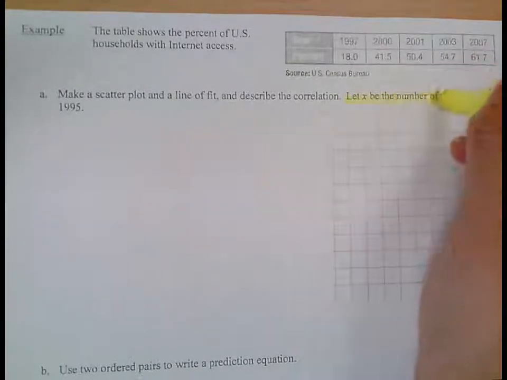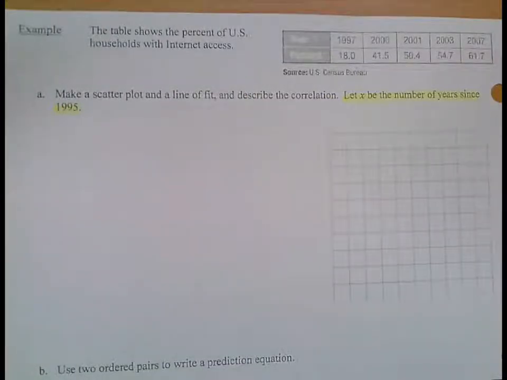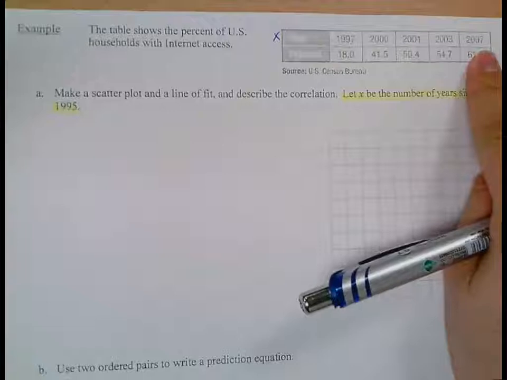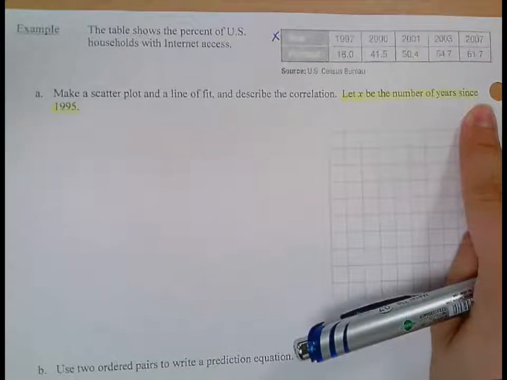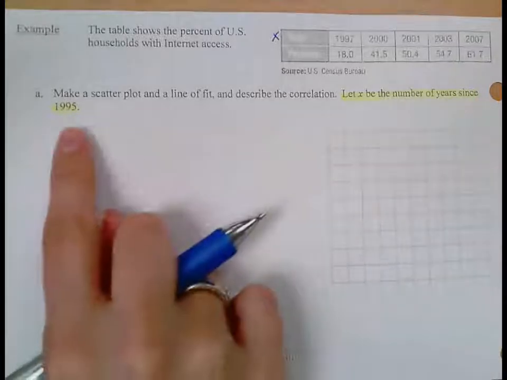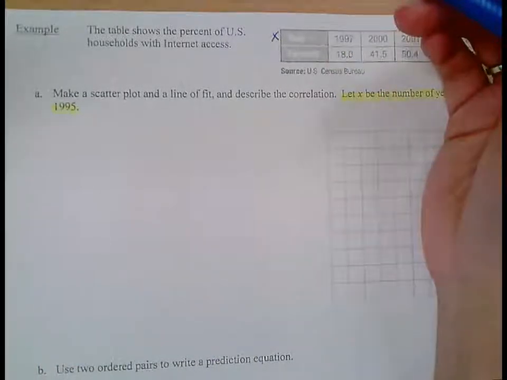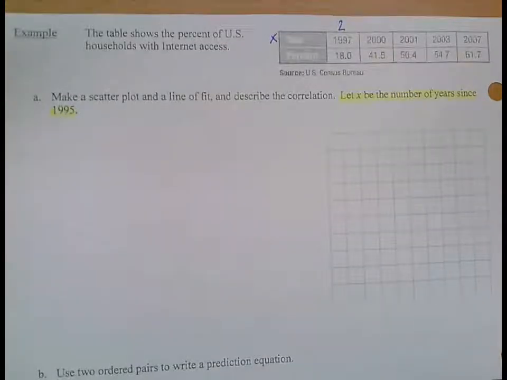So if you have a problem that tells you this, that means when I look up at my table, notice in the table, X is representing the year, but the actual year is given. This is saying I need to figure out what the X values are based on how many years it's been since 1995. So for example, 1997 is 2 years after 1995, that X value would be 2.